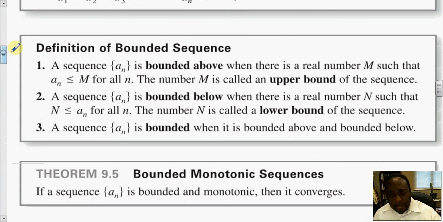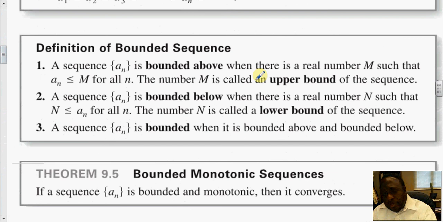the picture. Now, secondly, we talk about a sequence that's bounded. Does it have an upper bound? Does it have a lower bound? Well, if it has an upper bound, we say that a sequence is bounded above when there is a real number, some capital M, such that the sequence values are always less than or equal to this fixed number, capital M, for all n. The number M is called the upper bound of the sequence.